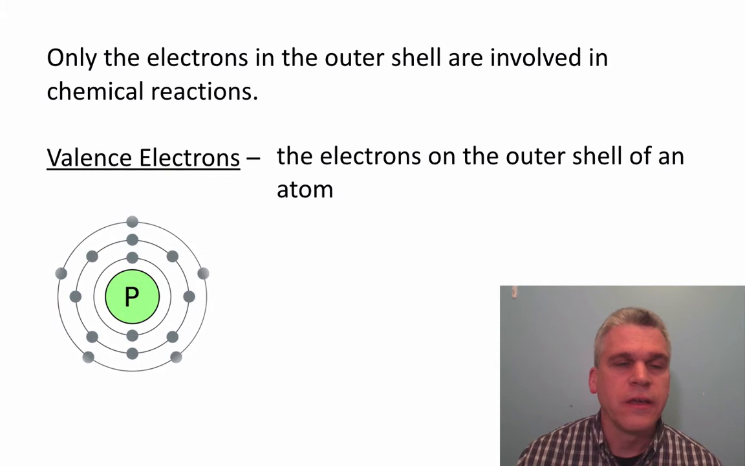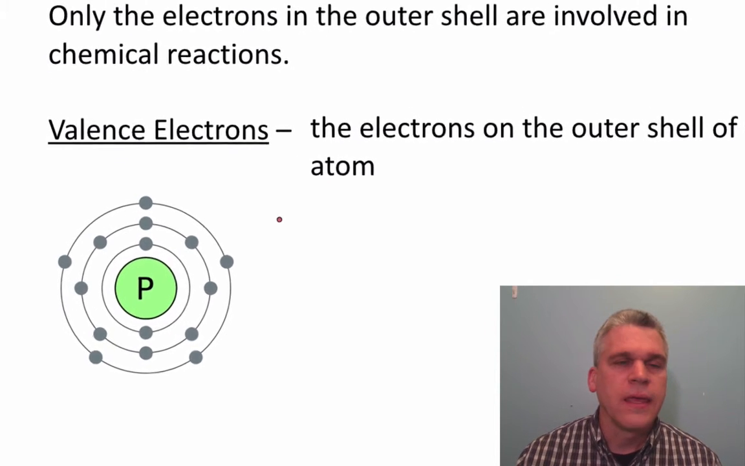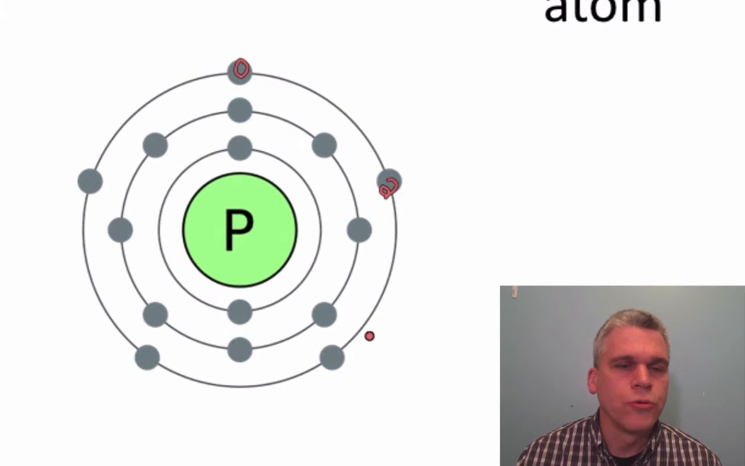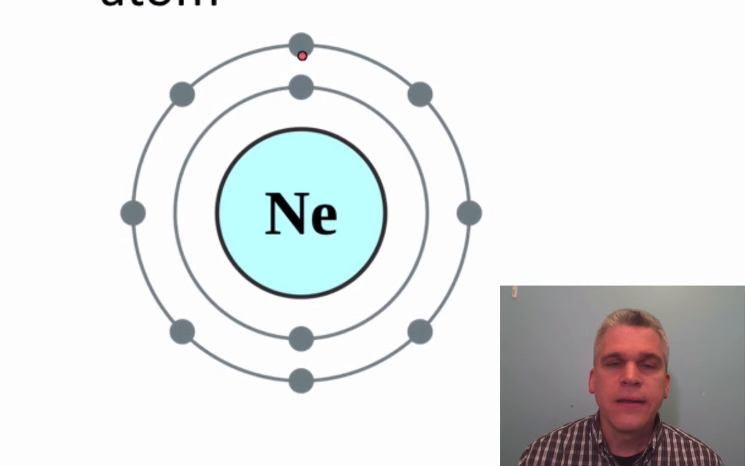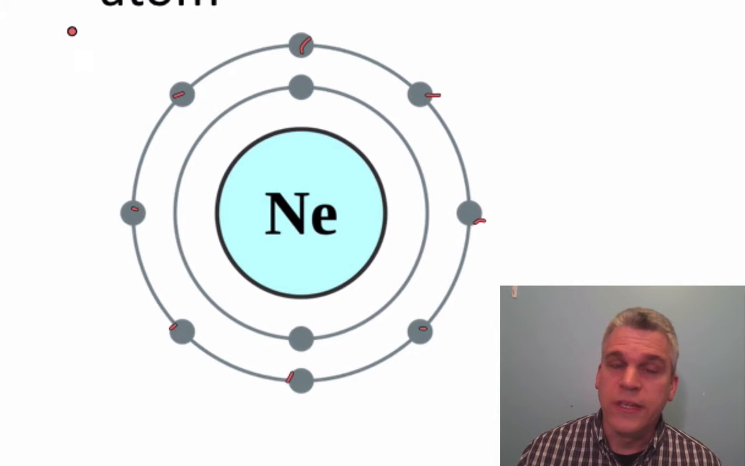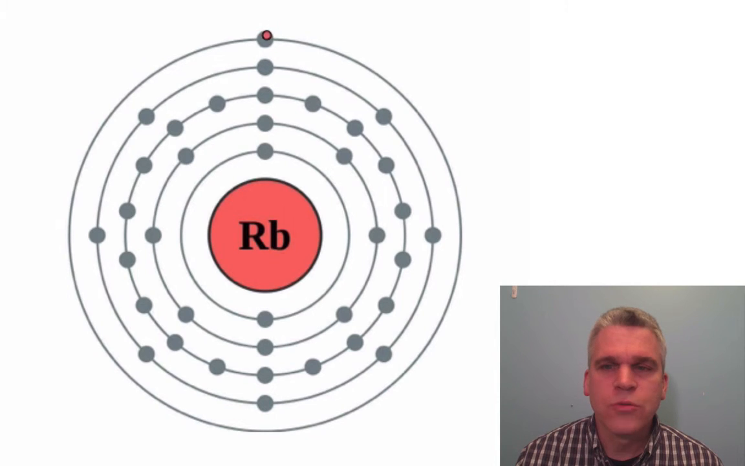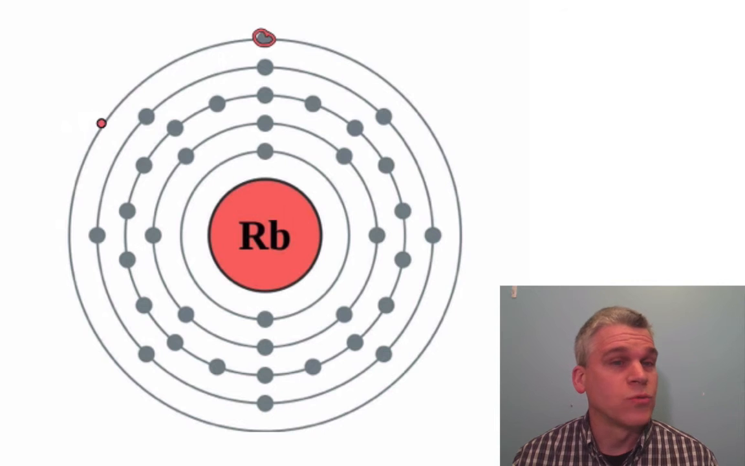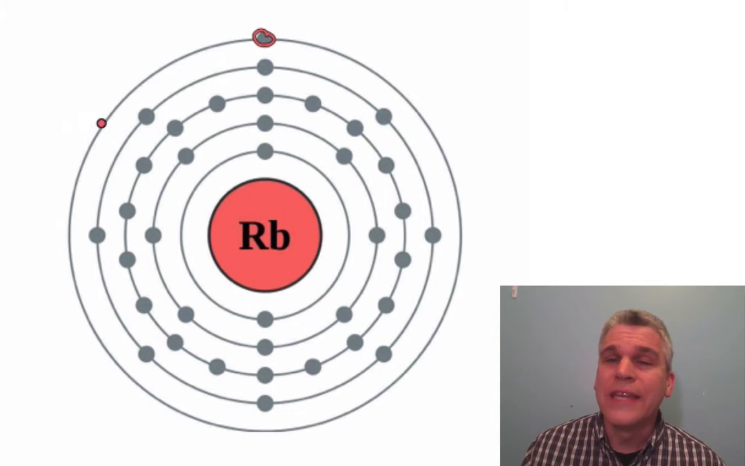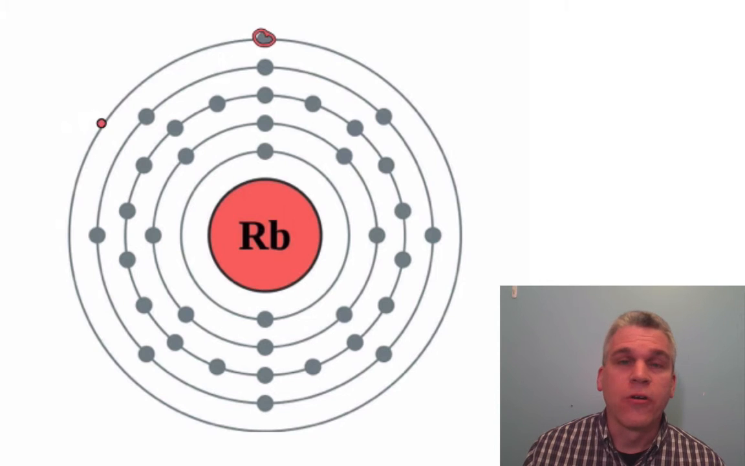So for instance, here's the atomic structure of phosphorus. It has 1, 2, 3, 4, 5 electrons in its outer shell, which means that it has 5 valence electrons. Neon has 1, 2, 3, 4, 5, 6, 7, 8 electrons in its outer shell, which of course then means that it has 8 valence electrons. Rubidium, with all those electrons, still only has just 1 electron in its outer shell, so it only has 1 valence electron. Now remember, that's all we really need to know when atoms are going to form bonds, is how many are in the outer shell.